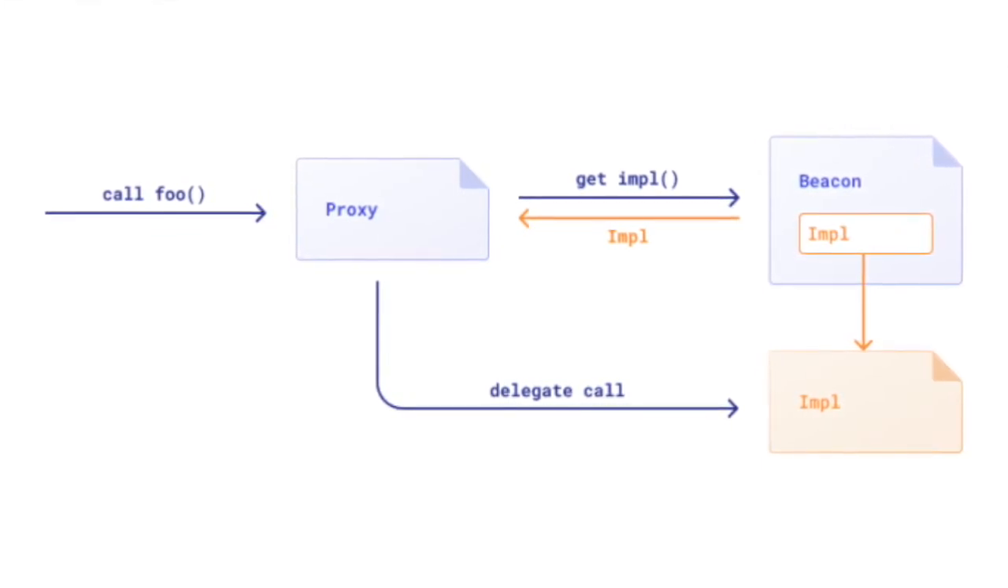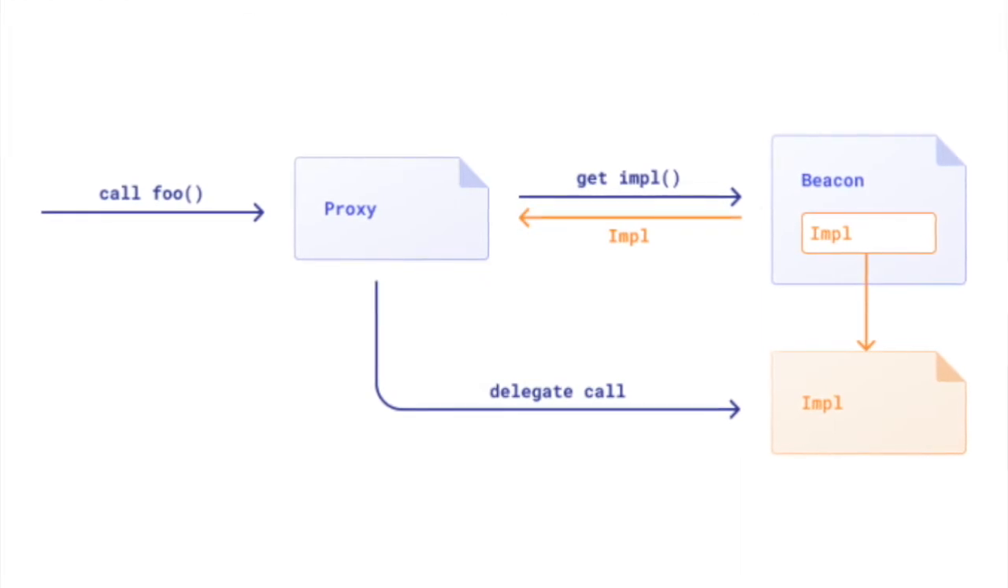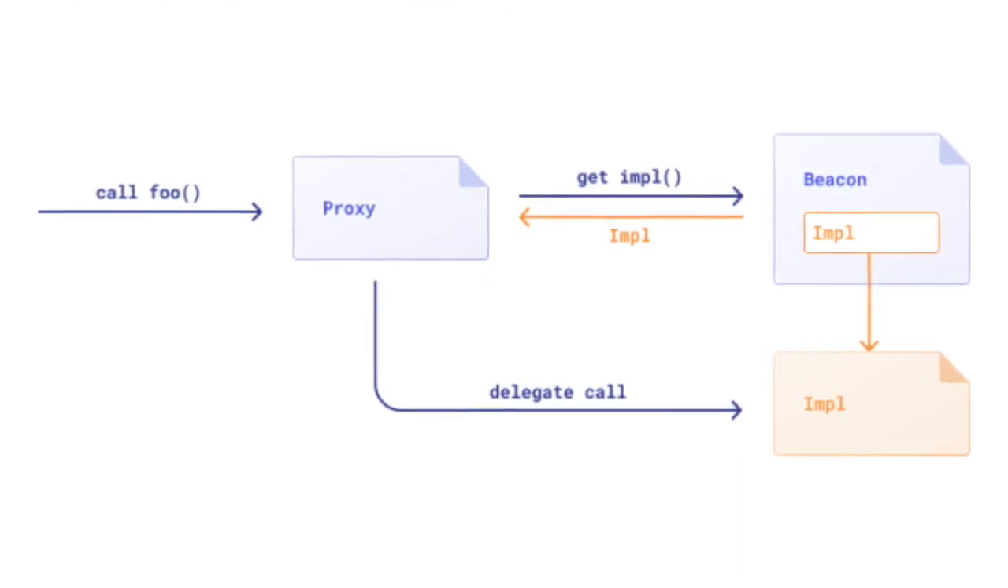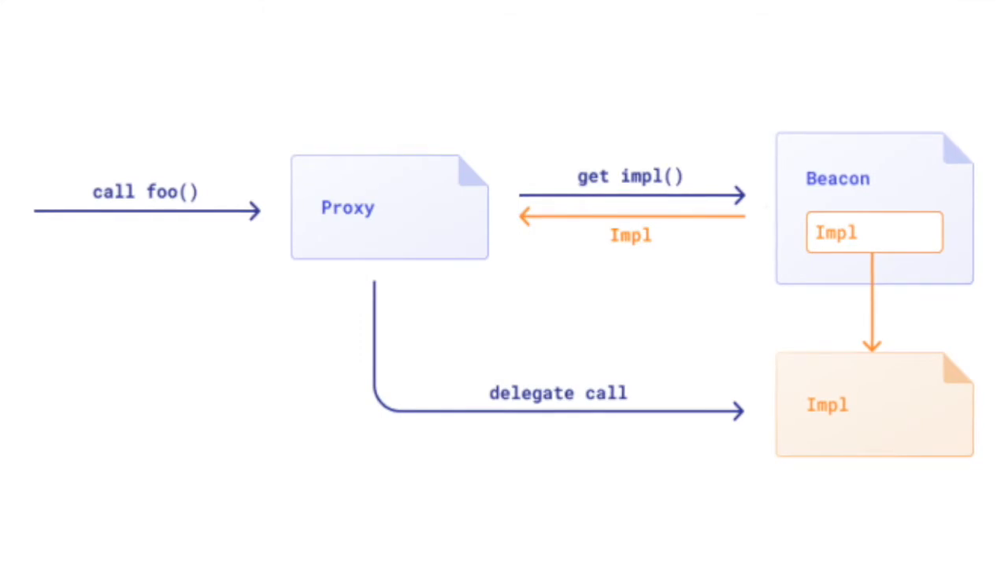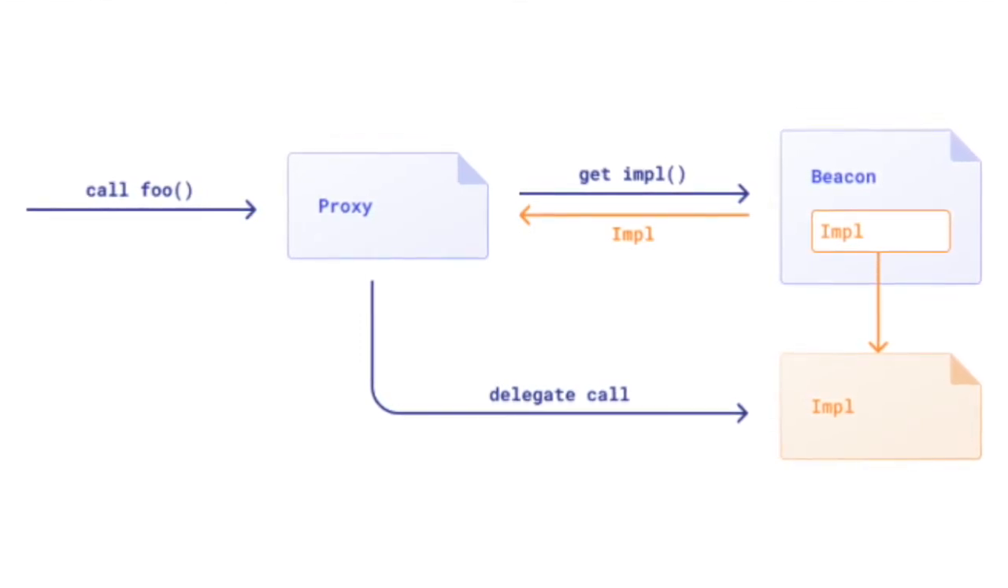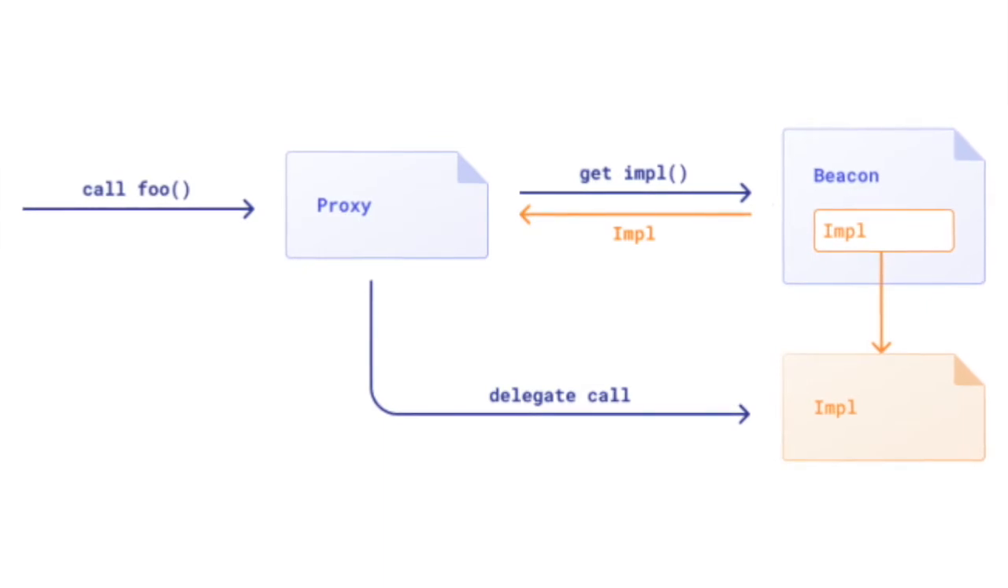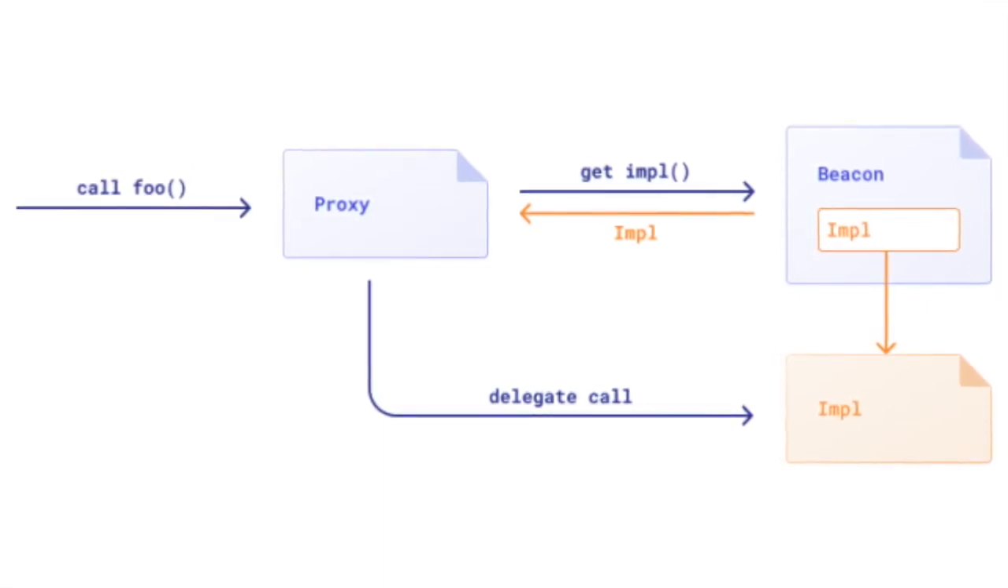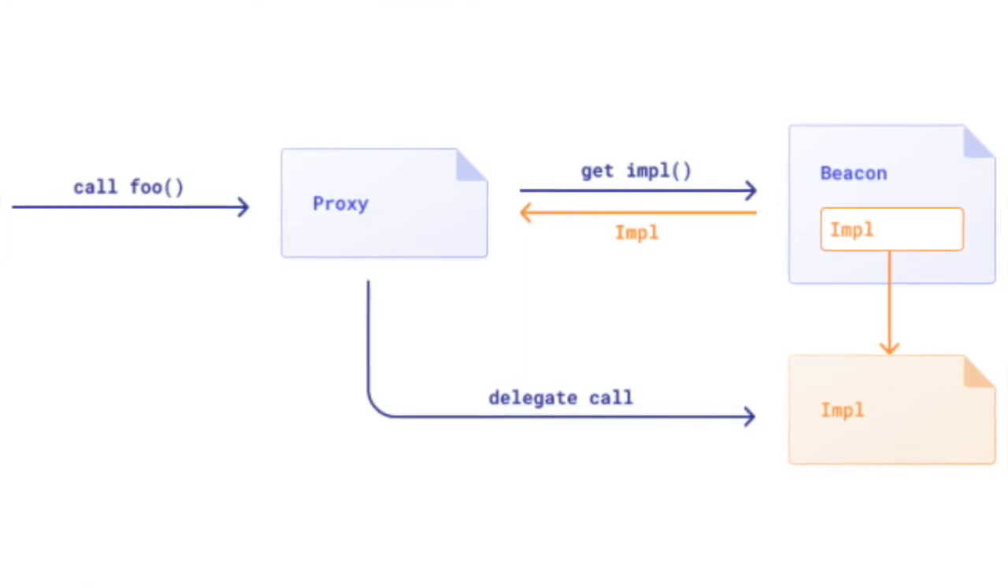So EIP-1967 standardizes where proxies store the address of the logic contract they delegate to. And the beacon solves the problem of updating the logic contract of a proxy, because usually you have to do it one by one, but with the beacon it becomes possible to update all the proxies at once. And this is really useful when your application needs to create a lot of contracts.